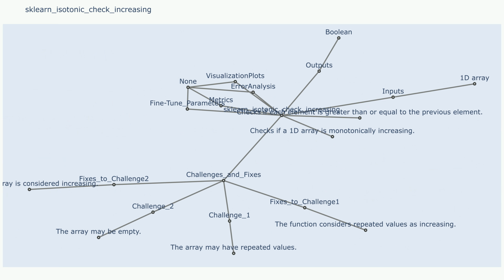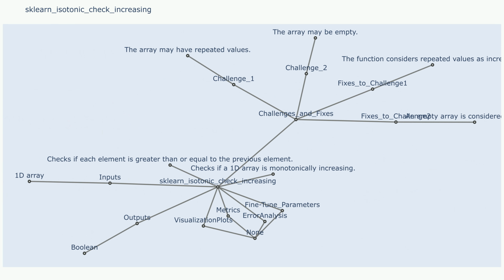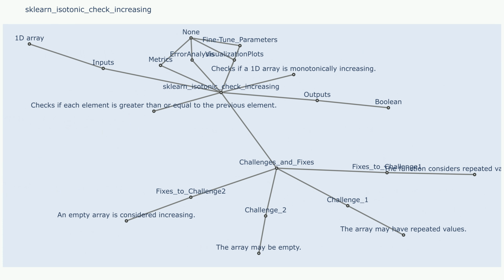Fine-tune parameters. Parameter 1. Explain in detail. The increasing argument can be adjusted to check for either increasing or decreasing monotonicity. Uncertainty methods. Uncertainty method 1. Explain in detail. This method doesn't directly involve uncertainty quantification, as it's solely a validation function.